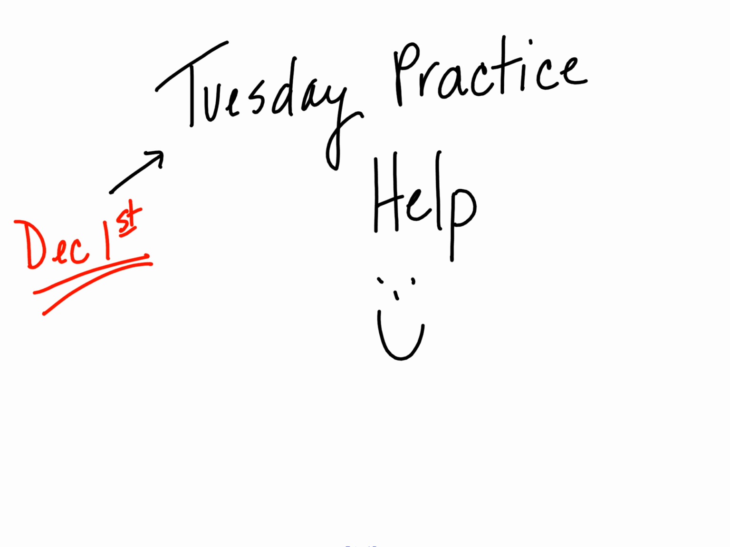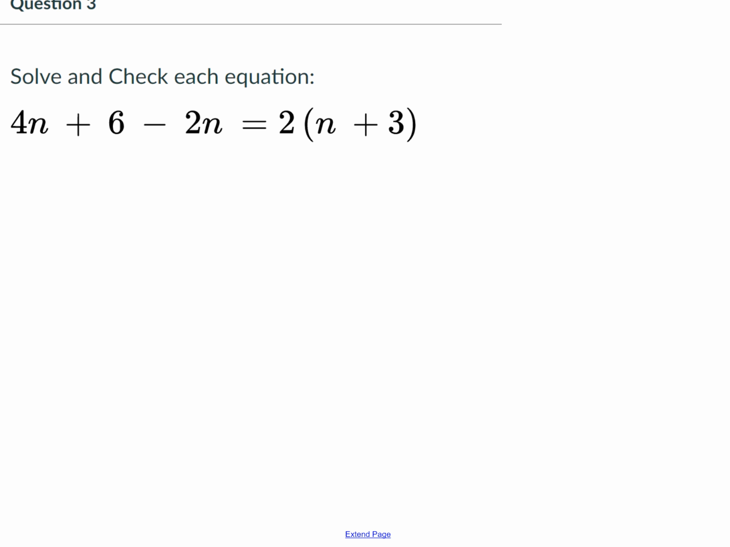The first one is this one right here, which was question number 3. And question number 3 said to solve and check each equation. So you were looking at this one, 4n plus 6 minus 2n equals 2 times n plus 3.